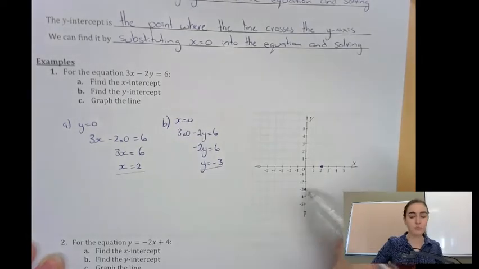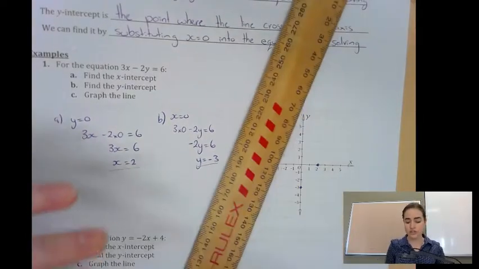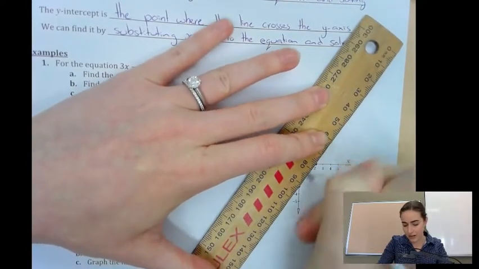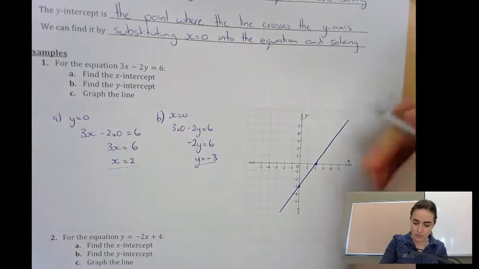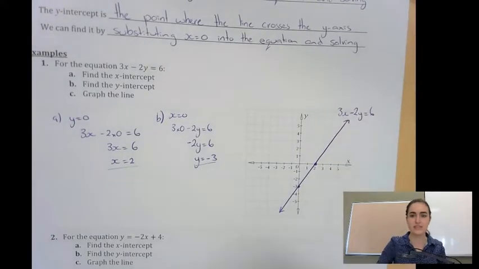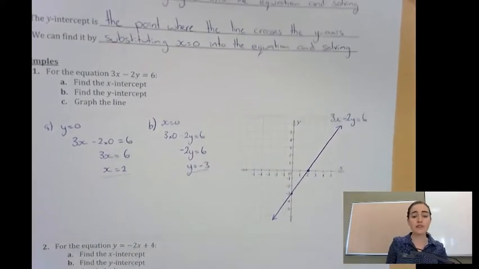And now I have 2 points that the line's going to go through, so I'm just going to join those together to form my line. I'll take the line past those points as well and put some arrows on the end, and we'll just label our line with its equation. So 3x minus 2y equals 6. Let's have a look at one more example.